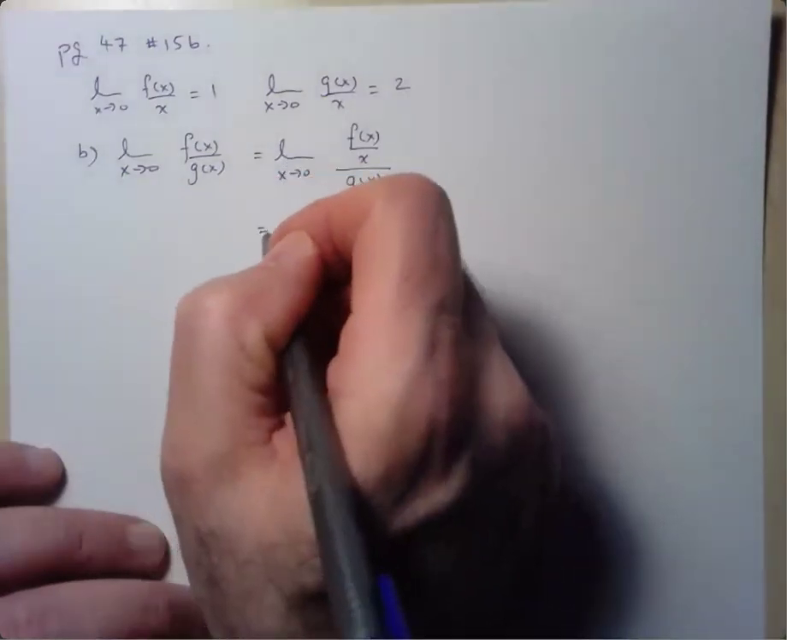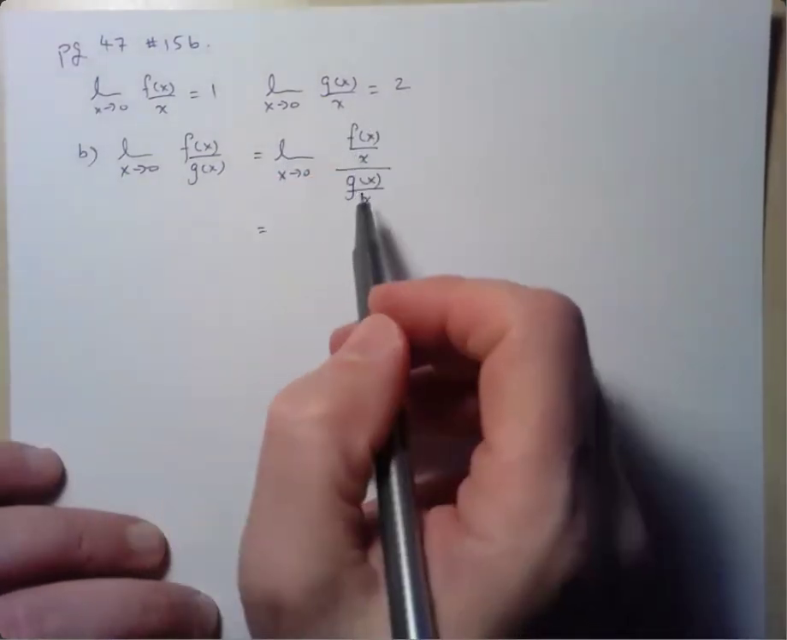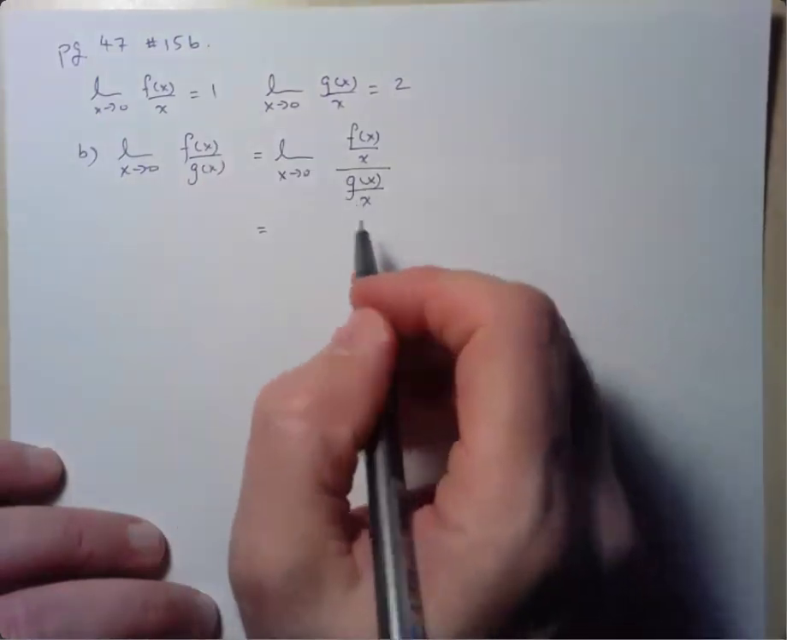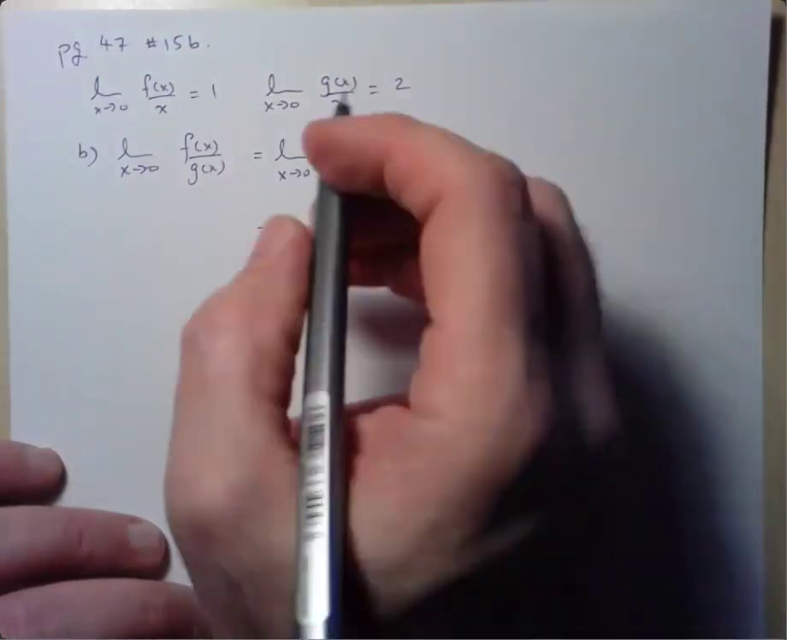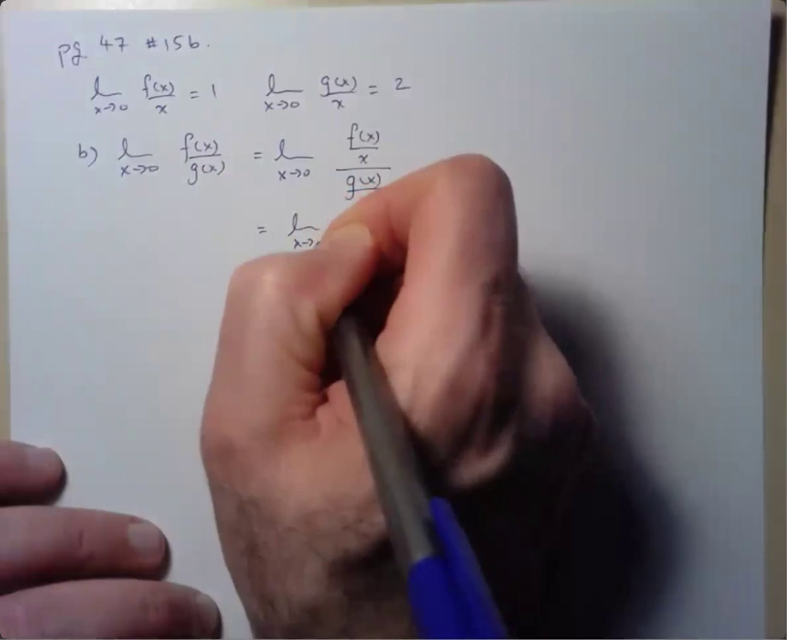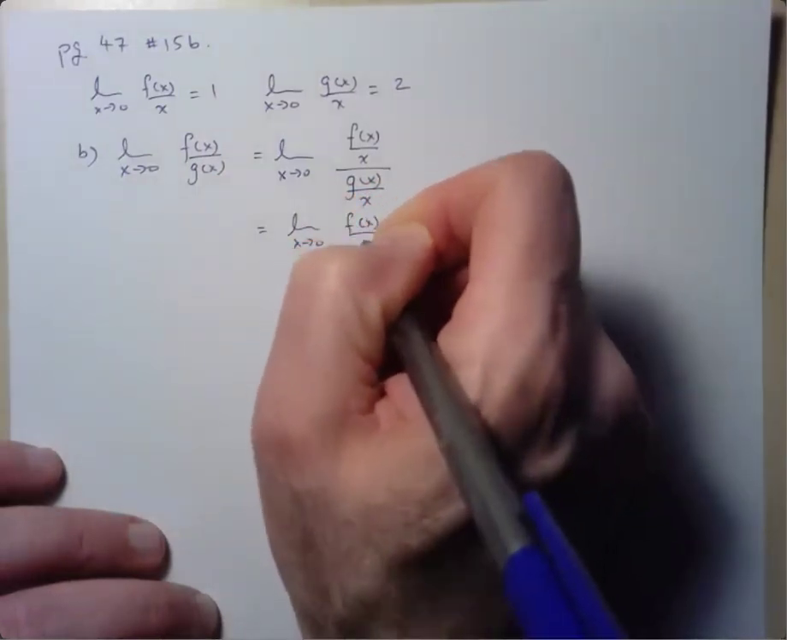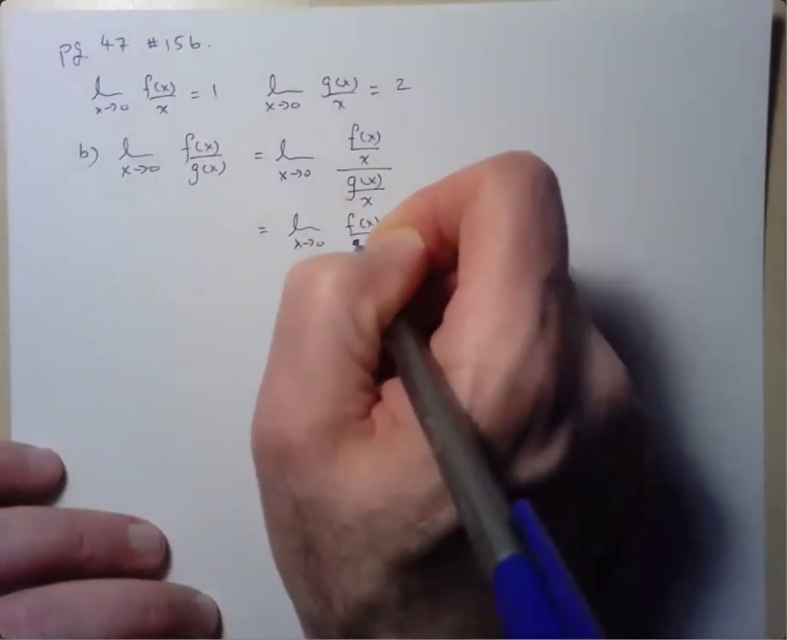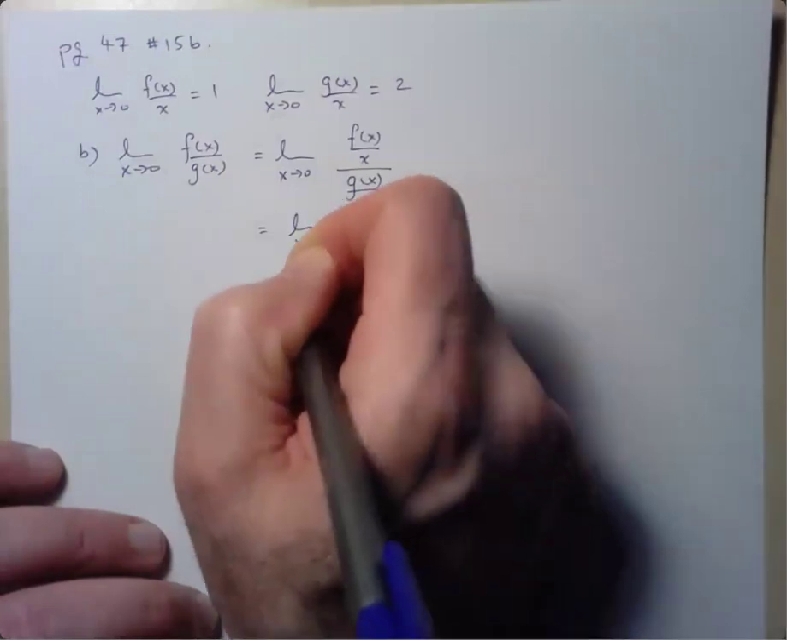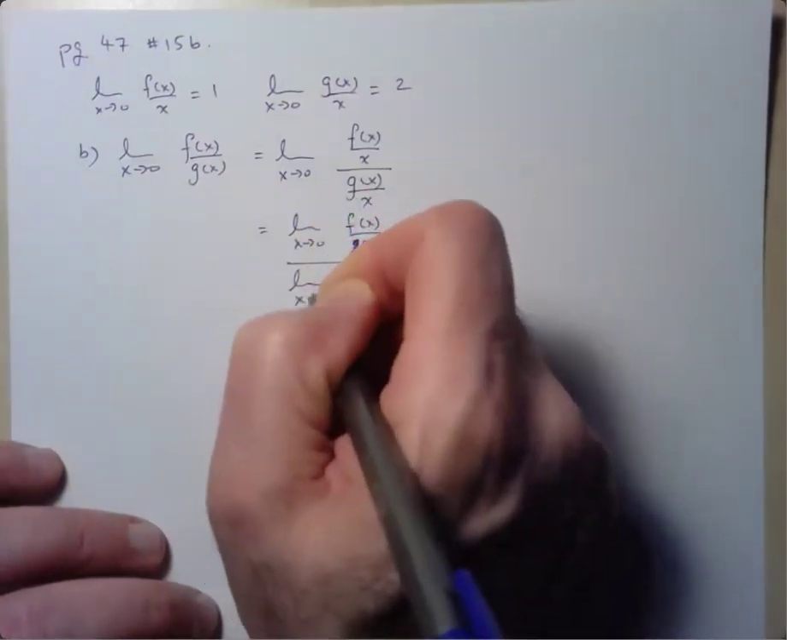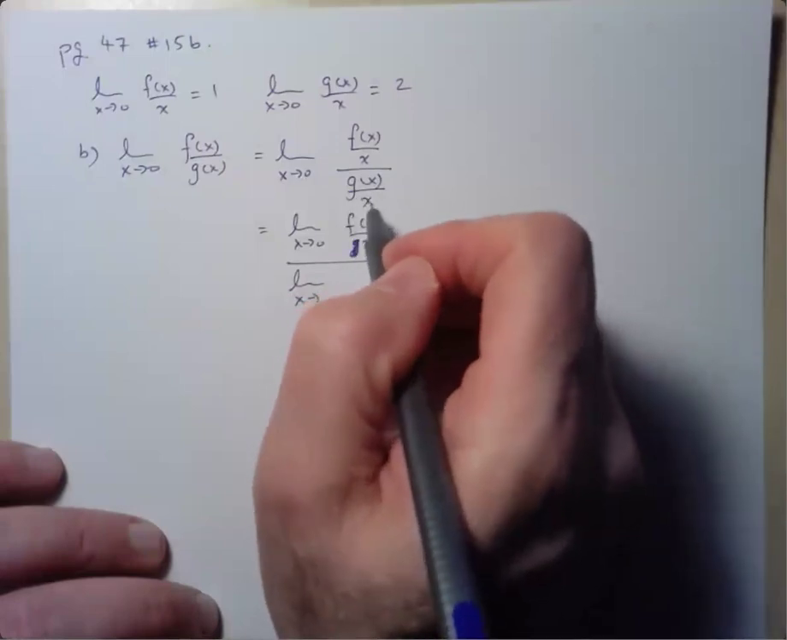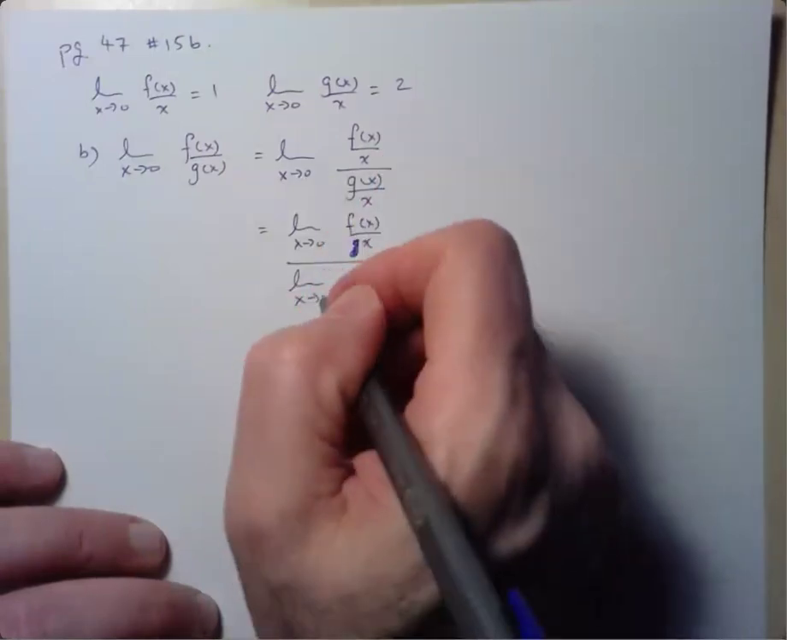But look at what we have. Does the limit in the numerator exist? Yes. Does the limit in the denominator exist? Yes. So what do the limit properties allow us to do? Split up these limits. And does the limit in the denominator approach 0? No, it doesn't.